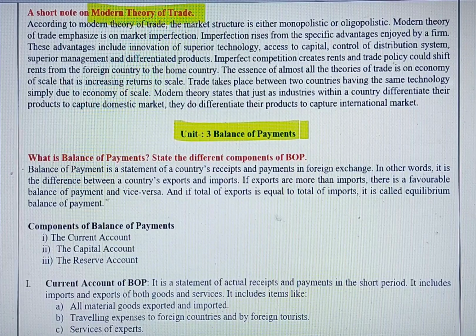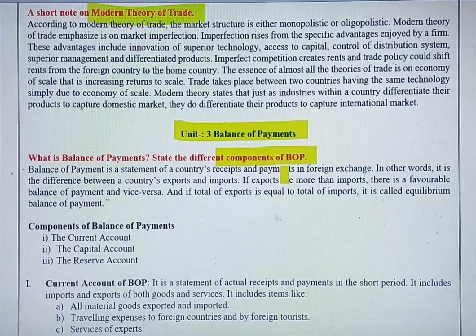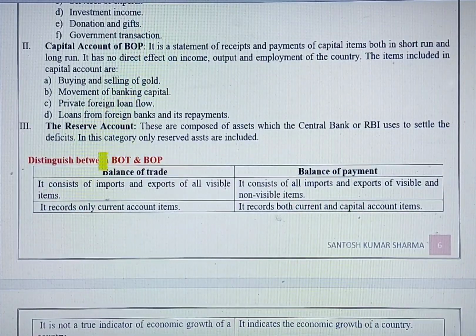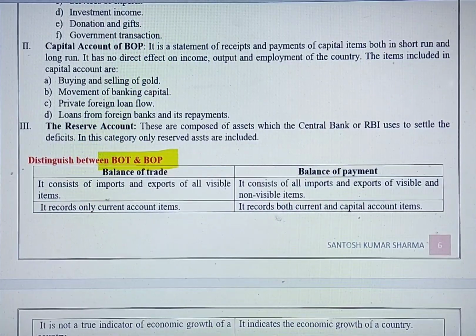Unit 3 is on balance of payment. Not much from this unit, but still you can learn the different components of BOP. I mean the different types of accounts that are maintained in the current account and capital account. You can leave out the reserve account, and one difference between BOT and BOP that you should revise for this exam.